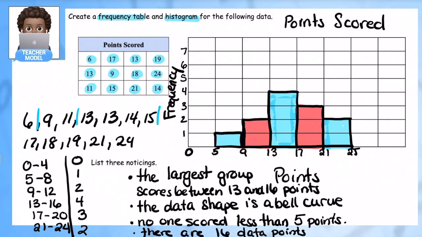And make sure you are labeling. Great graphs have a title and labels. In this case, it was points and frequency. I made sure my scale was correct as well. And then I accurately used my frequency table.